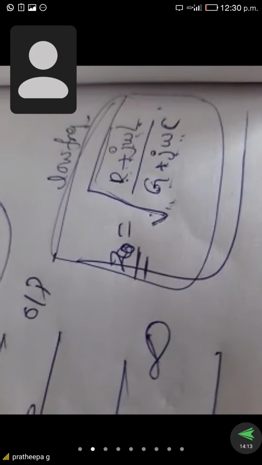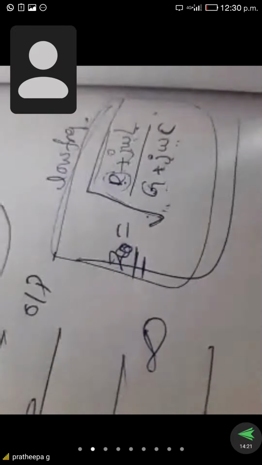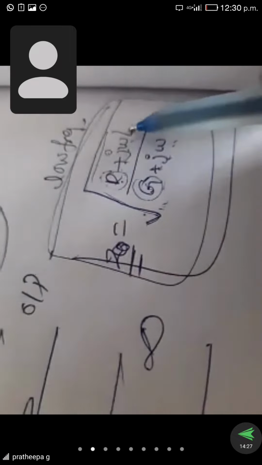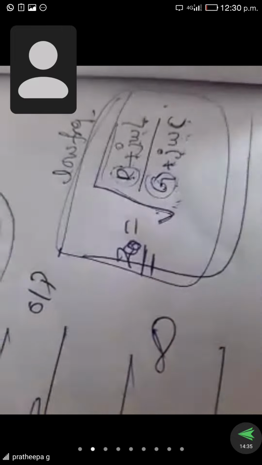R and G will be removed. In place of R and G, XL. Very good. So here R will be neglected and here G will be neglected because at high frequencies the reactance of inductance is more than R and here capacitance is more than G, right? So it will be considered in low frequencies. At high frequencies R and G will be neglected.